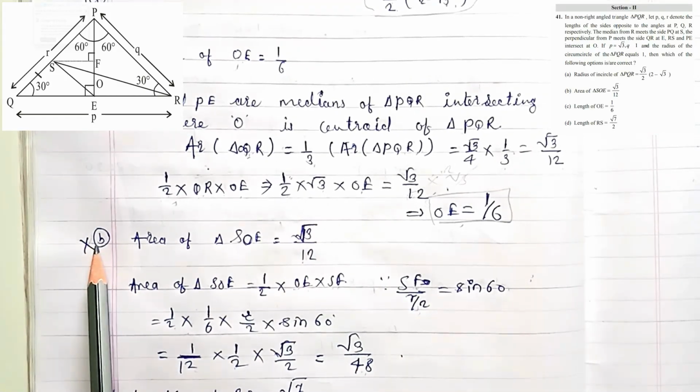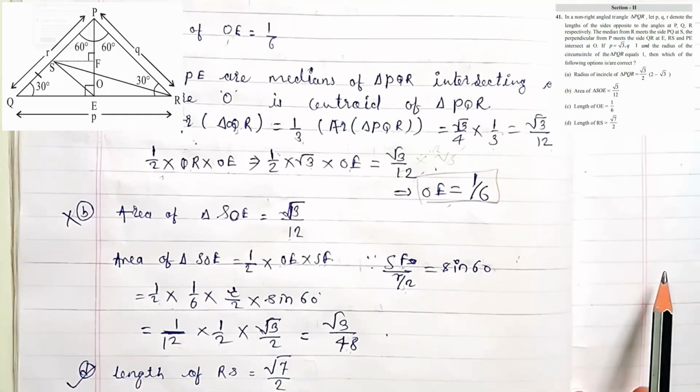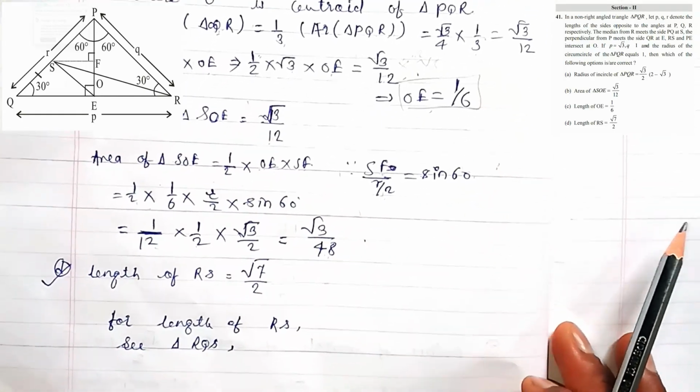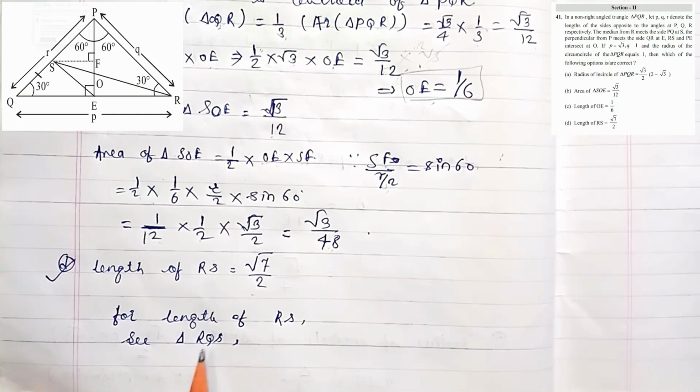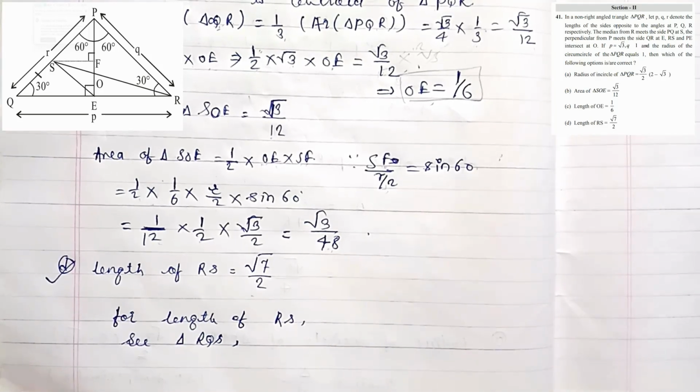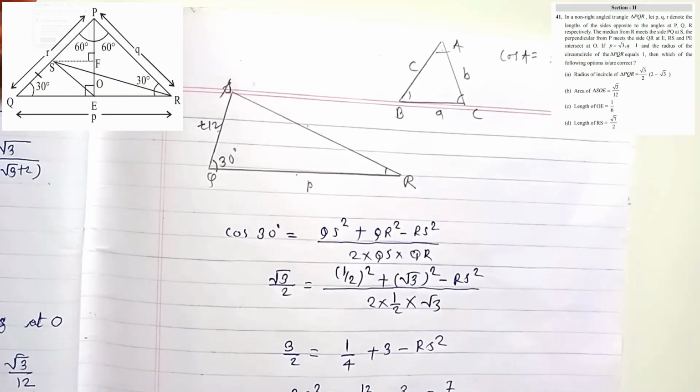Now let's move to option number D, which is the last. The length of RAS is root 7 by 2. So for finding the length of RAS, let's check the triangle. In our triangle RQS, the length of RAS we can define easily. So now let me draw the triangle RQS first. Here I drew the triangle RQS.